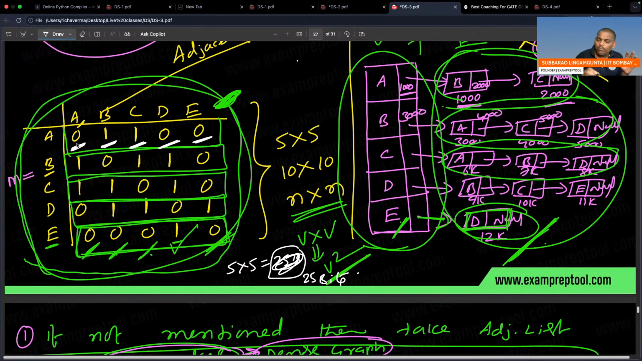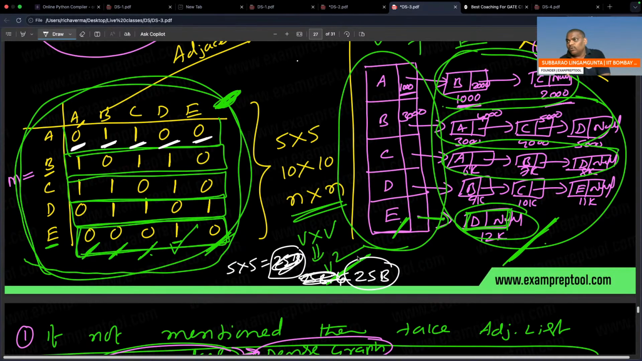Suppose, to represent 0 or 1 you take 1 byte of space. Actually 1 bit is enough, but let us assume a byte. So 5 5s 25, approximately 25 bytes.